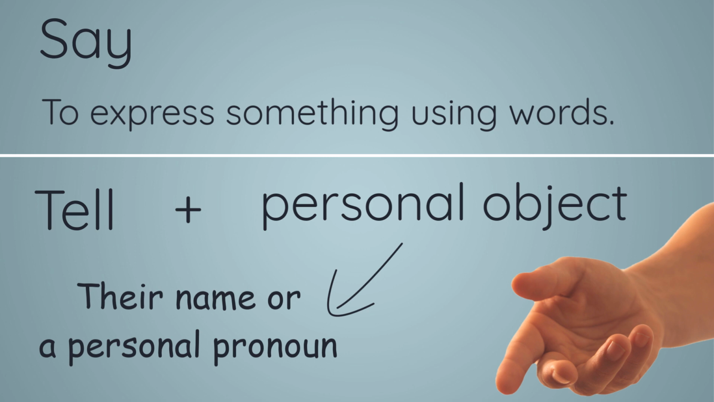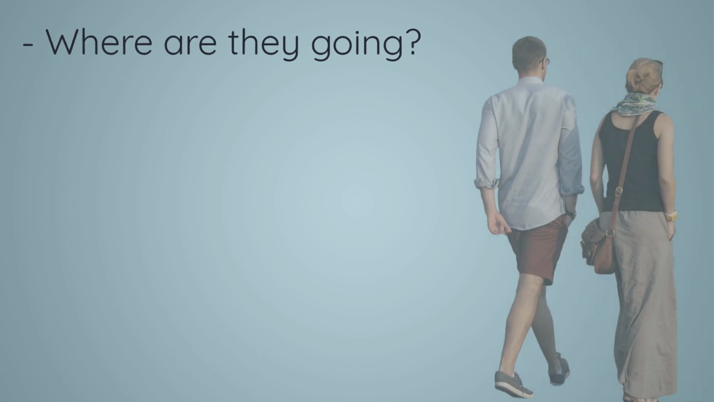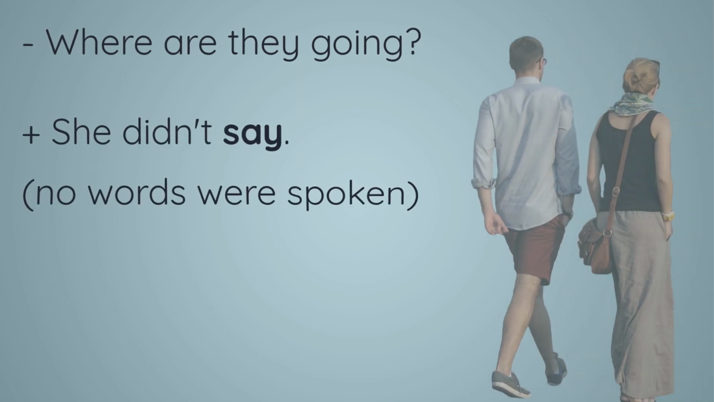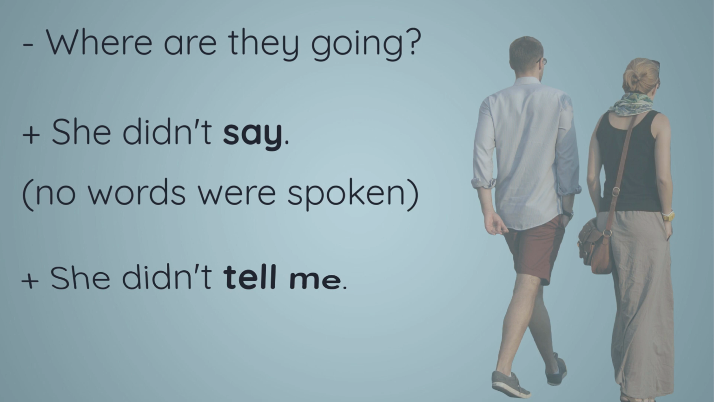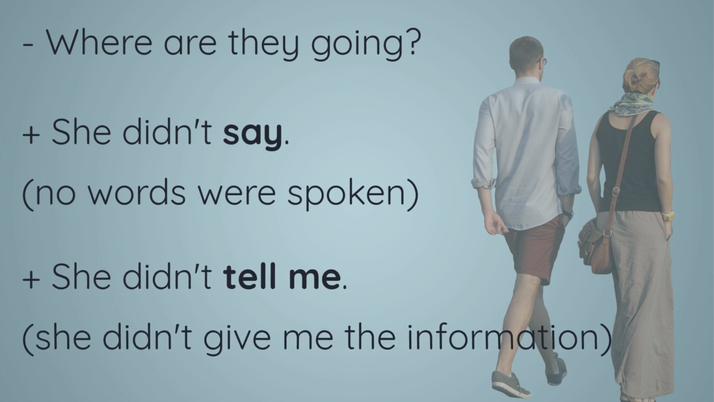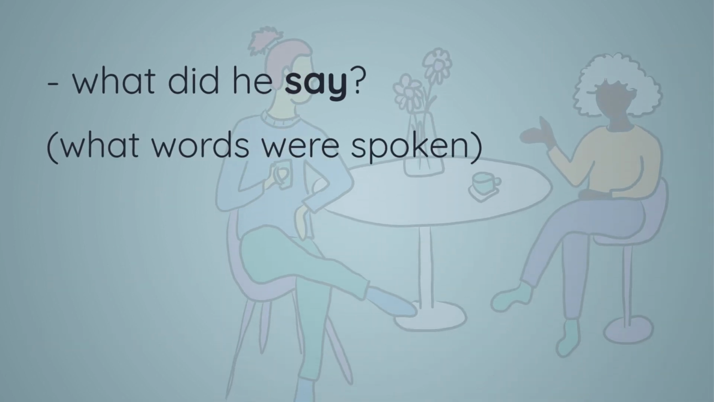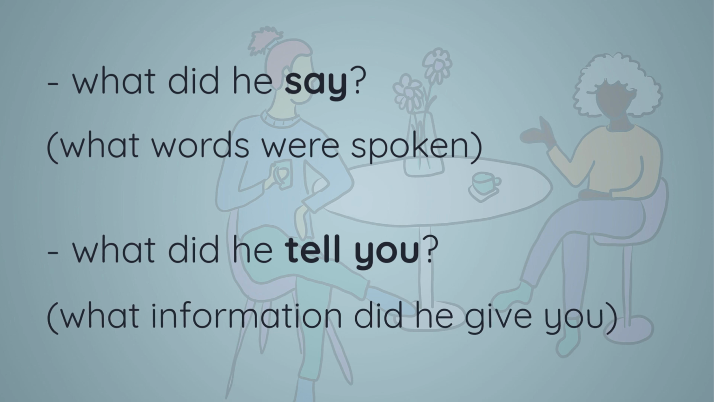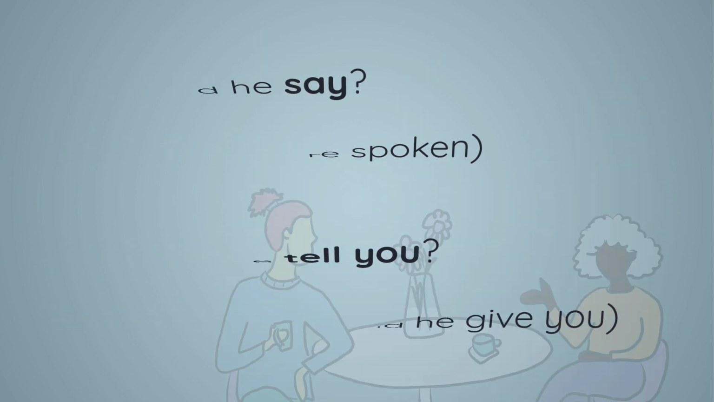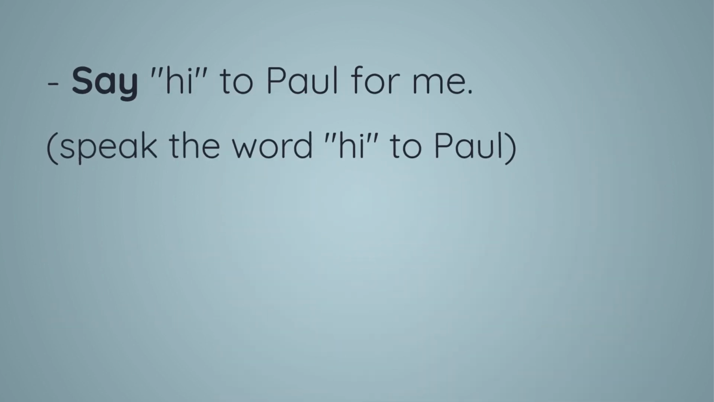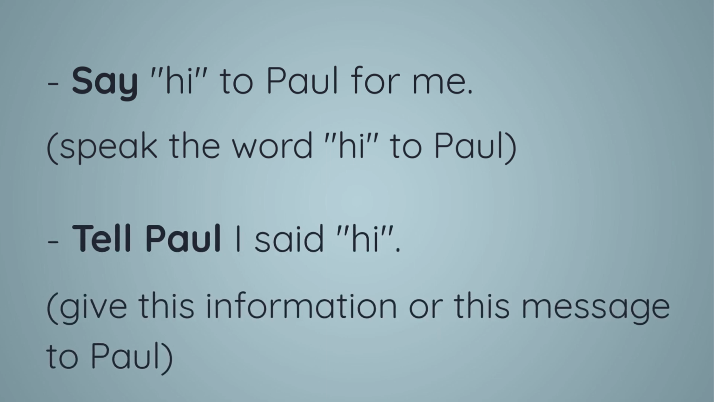Let's look at some examples together, and I want you to repeat them out loud with me. Where are they going? She didn't say. Where are they going? She didn't tell me. What did he say? What did he tell you? Say hi to Paul for me. Tell Paul I said hi.